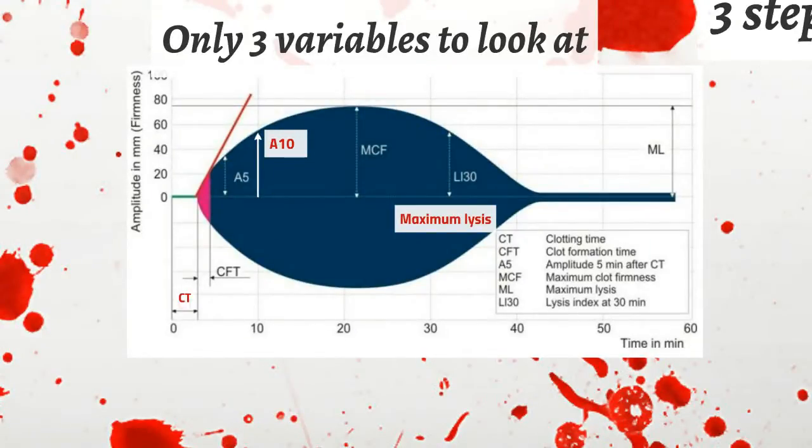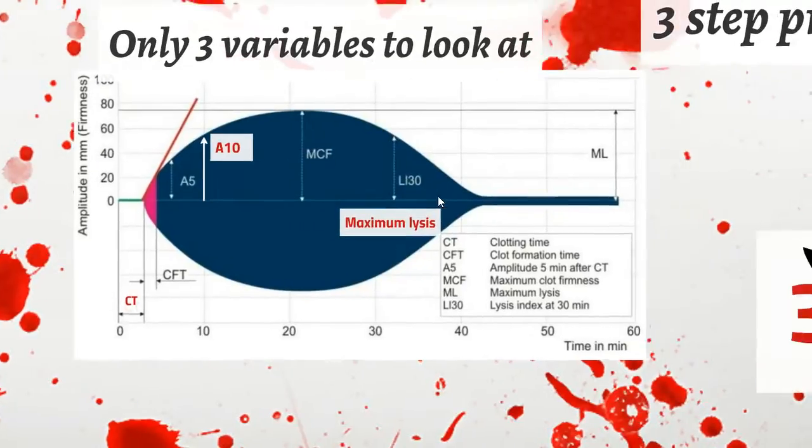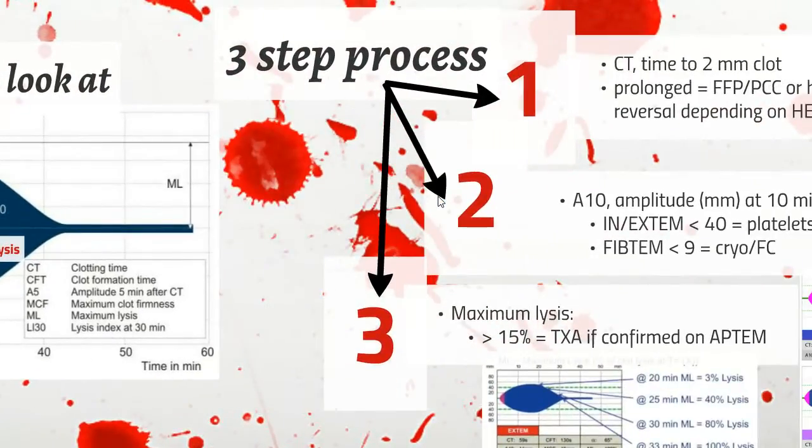You could choose an A5.5 or whatever. But lots of studies have looked at the A5 and the A10 as how predictive they are of the ultimate trace. And they've been found to be very predictive, about 97% predictive for the rest of the trace. So this allows you to make your decision faster without waiting for the rest of the trace. And the third one is maximal lysis, but I'll get to that in just a moment. So with these 3 variables, you can apply a 3-step process very simply to any trace.